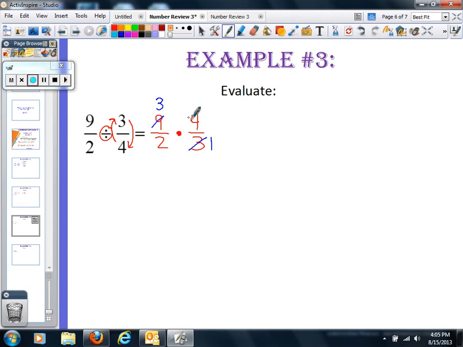2 is a factor of 4. So I'm going to take out a 2. 4 divided by 2 is 2. 2 divided by 2 is 1. This leaves me a problem of 3 over 1 times 2 over 1. Let's do our multiplication. 3 times 2 is 6. 1 times 1 is 1. 6 divided by 1 is 6.